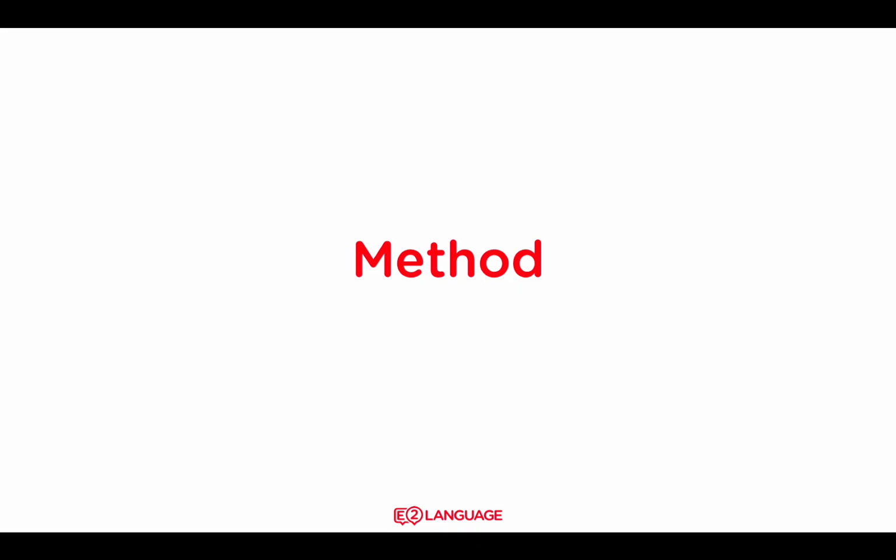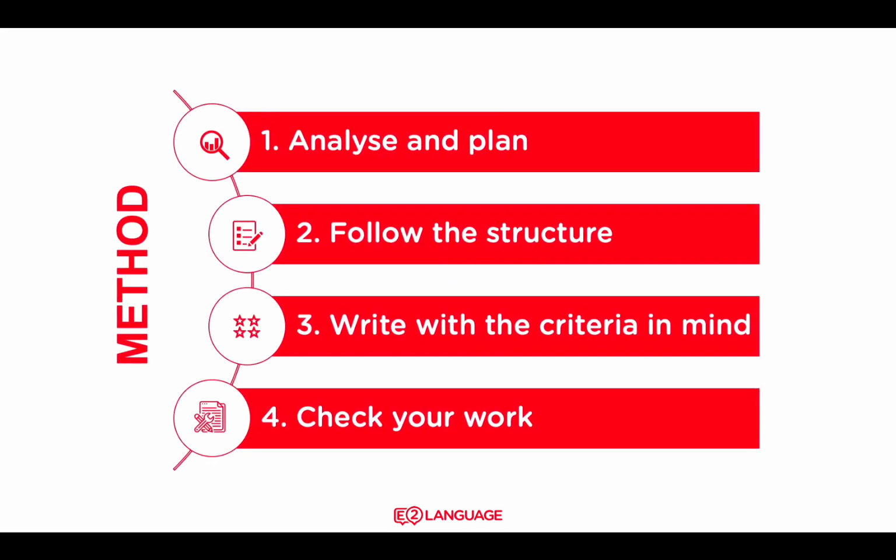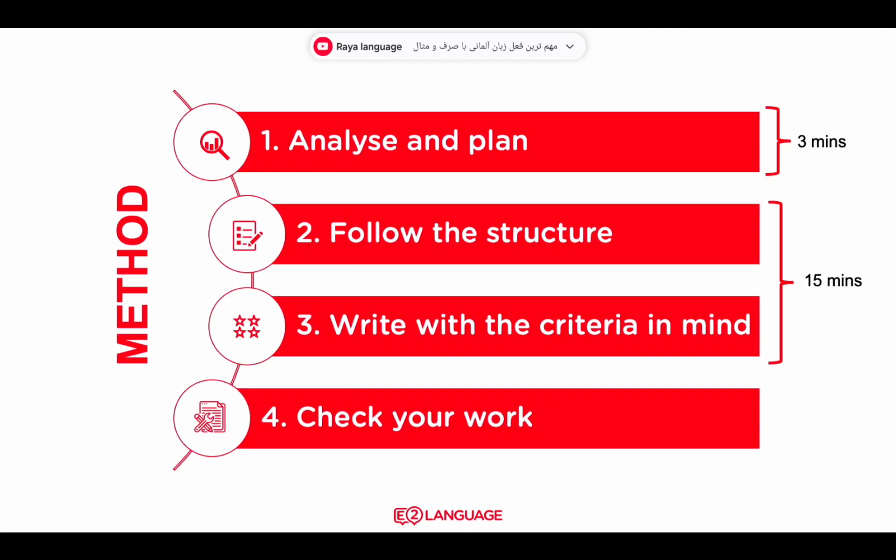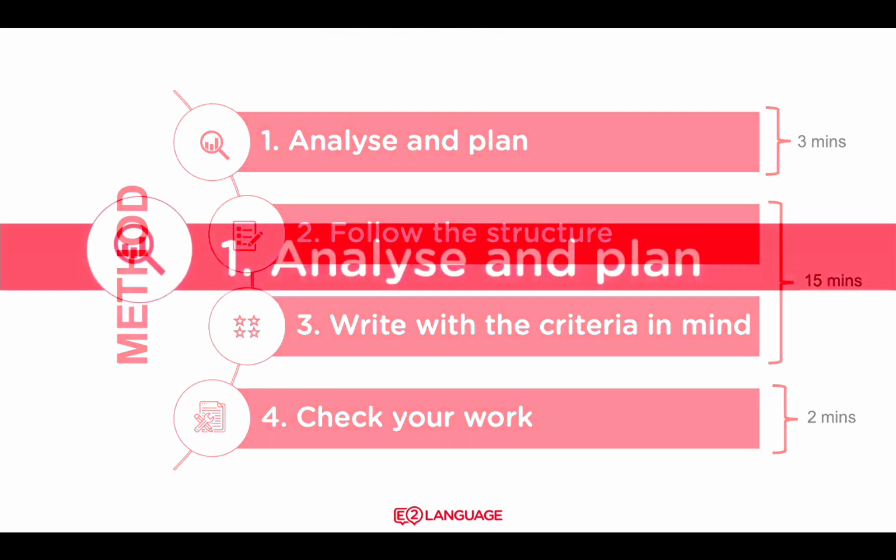We'll just quickly review our method. So remember that we start with analysing and planning for up to 3 minutes. When you write, keep the same structure in mind. We follow the same structure as we do for pie charts, tables, even when writing about a process. I'll show you how to do it. Keep the criteria in mind, 15 minutes for that, and 2 minutes to check and edit at the end.